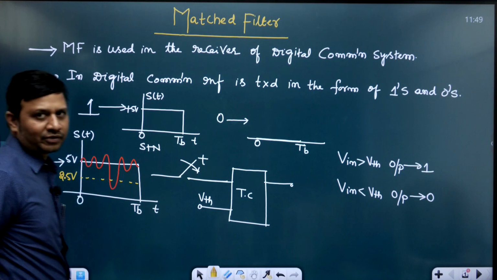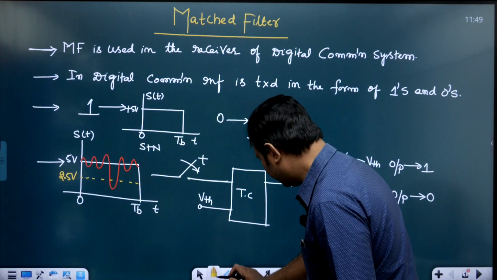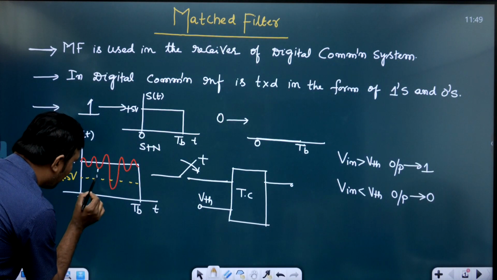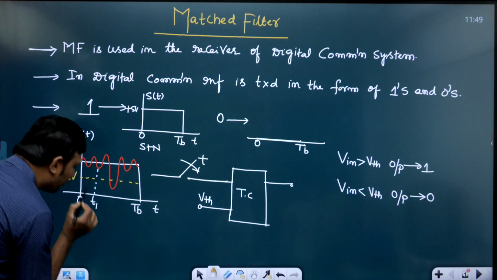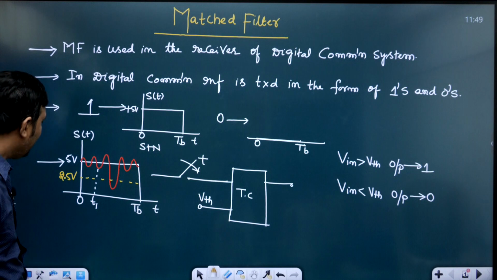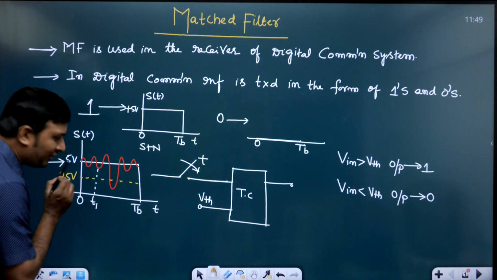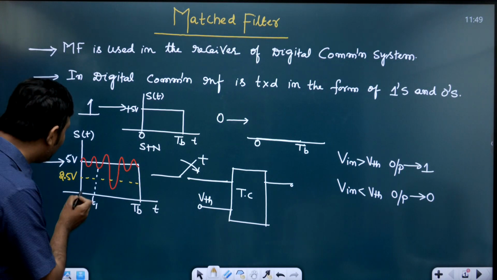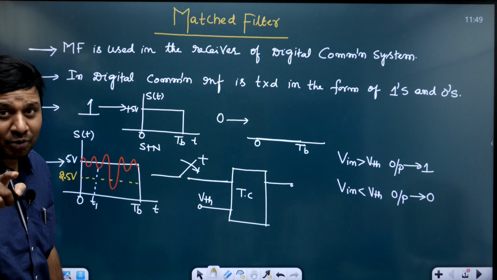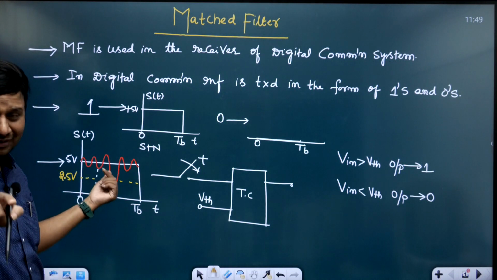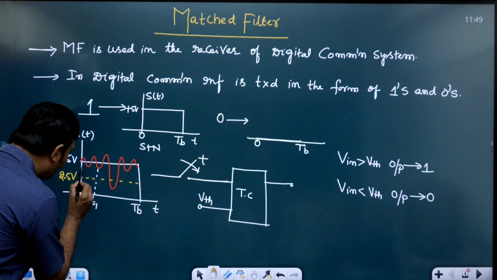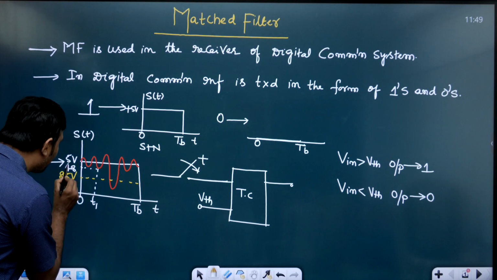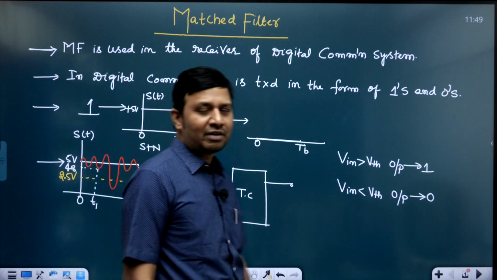2.5 volts. Right. Now assume, dear students, that I am going to sample at T1. At T1, if you observe, noise is present. If noise were absent and I sample at T1, the value I would get is 5 volts. But as noise is present, assume the value you get is 4.8 volts instead of 5 volts.